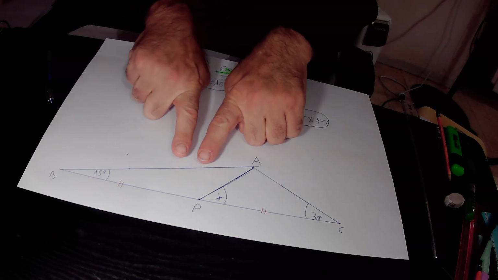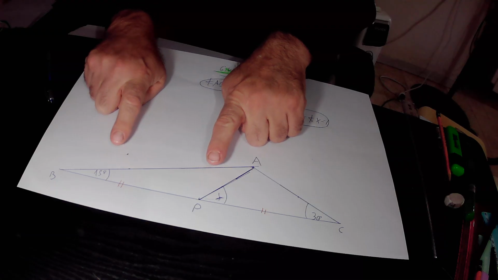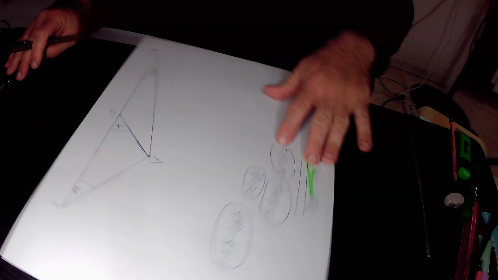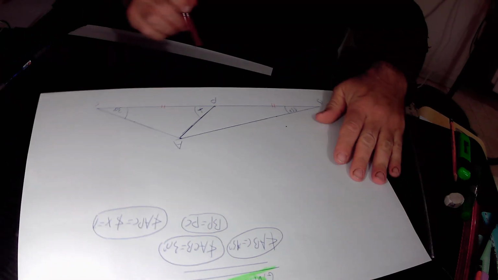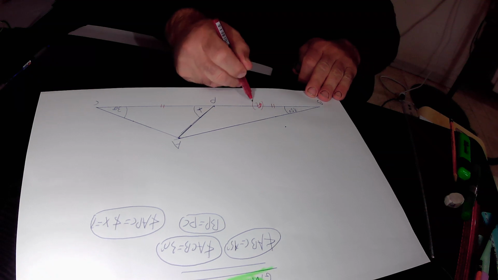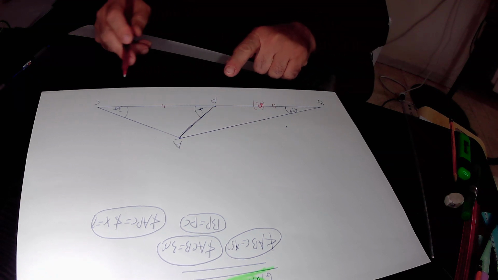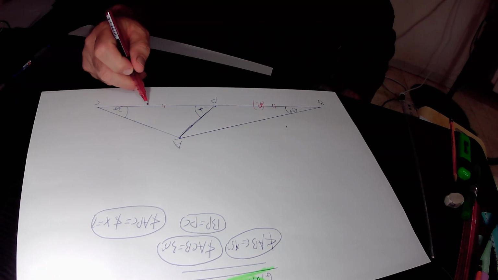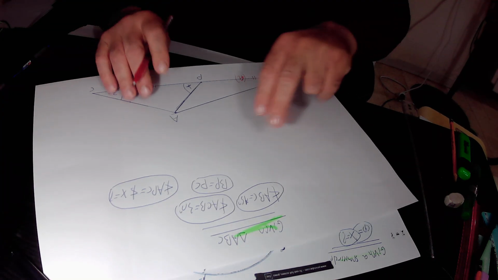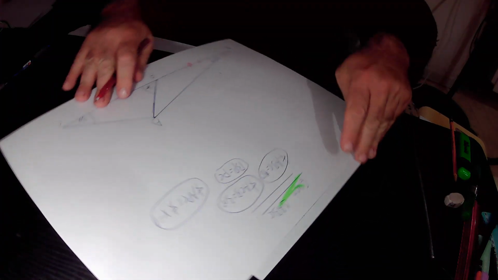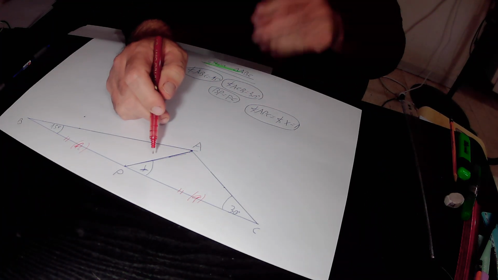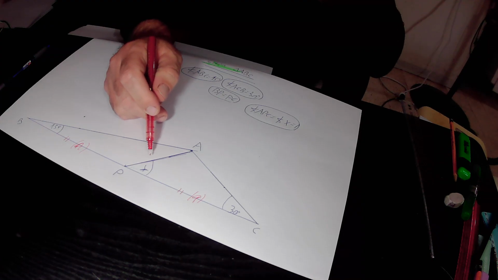So if we define the length of side BP as A, then the length of side PC must be equal to A because they are equal to each other according to what is given in the question. Again, our task is to find the size of this angle APC. This equals x. So we have to find the value of this angle x.